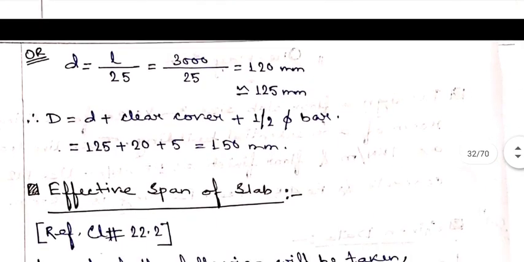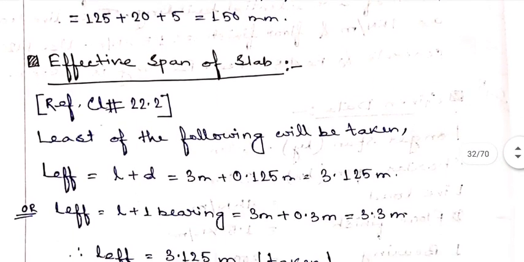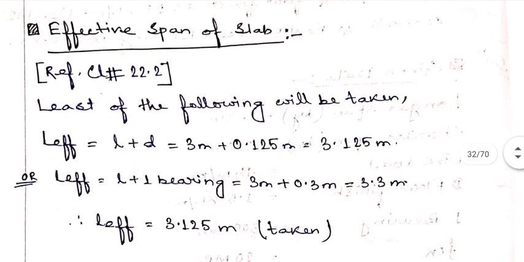Now the effective span of the slab. For the effective span, from clause number 22.2 of IS 456 2000, the lesser of the following will be taken: either length span plus effective depth, that is equal to 3 meter plus 0.125 meter, that is equal to 3.125 meter.